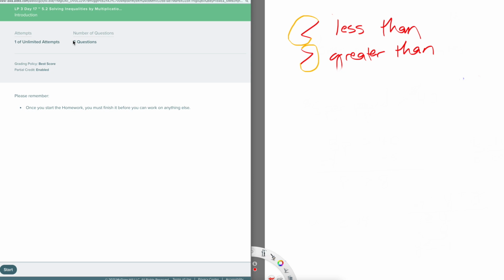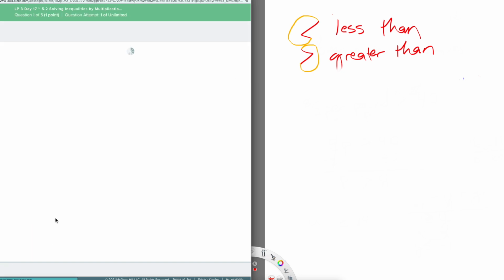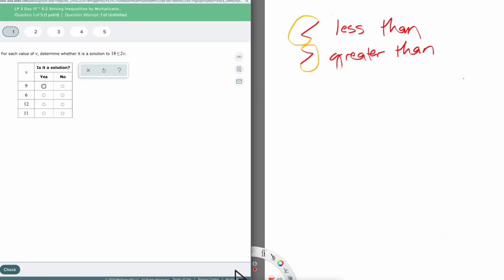1 question. So please remember, once you start the homework, you must finish your homework before you can work on anything else. So once I click start here, on your screen, you will see down here below a submit assignment button. I don't see that on the teacher preview, but you will see it on your student screen. No matter what at this point, if you want to leave this screen, even if you haven't actually started, you need to click submit assignment.